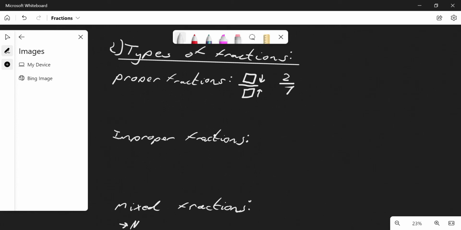So we've established that a proper fraction is any situation where your numerator is smaller than your denominator. But what does this mean? It means, like I said, it will always be smaller than 1 in decimal form.